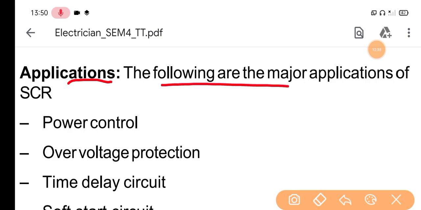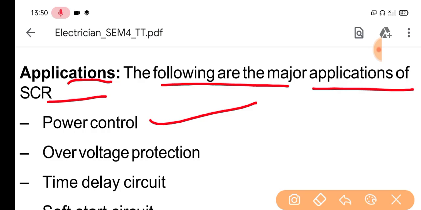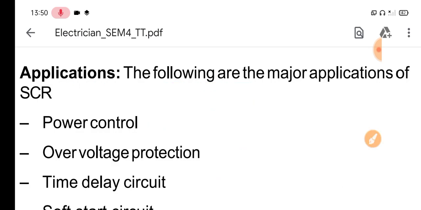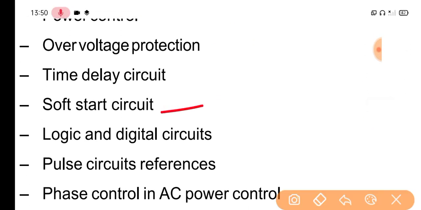The following are the major applications of the SCR. First, power control. Second, voltage protection. Third, timer relay. Fourth, short circuit protection.